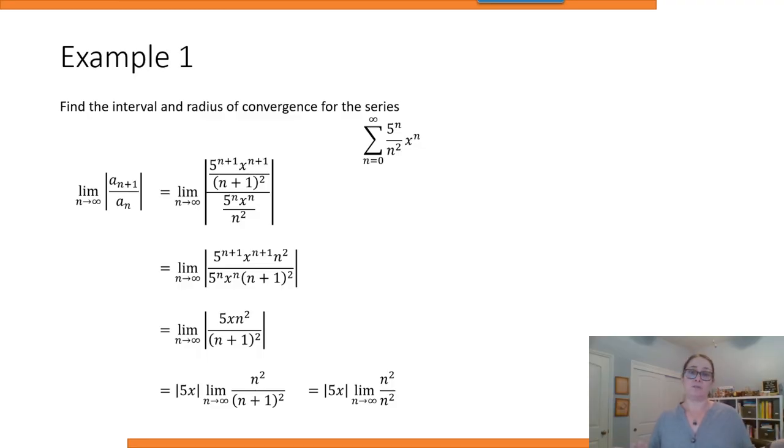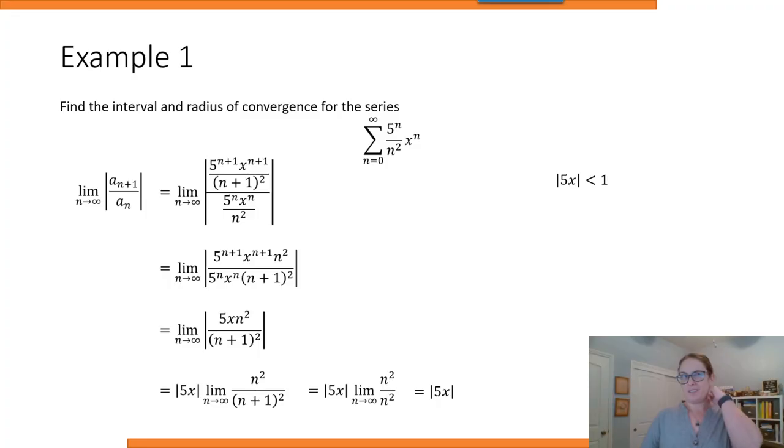So the limit of that is 1. And so my result for this whole limit is the absolute value of 5x. Okay, so I evaluated the limit. And if we remember, the ratio test says, well, this series will only converge when the limit is less than 1. So that is an absolute value inequality that I can create and solve to get my interval of convergence.